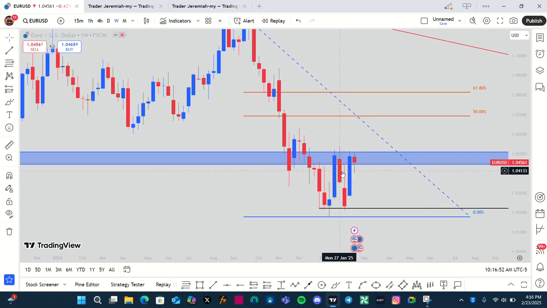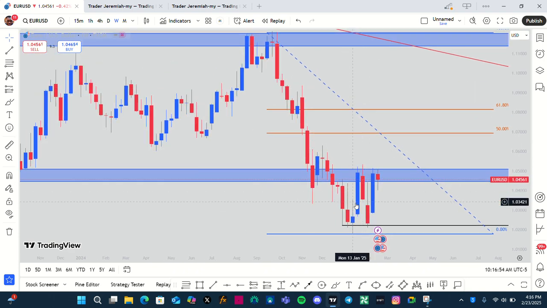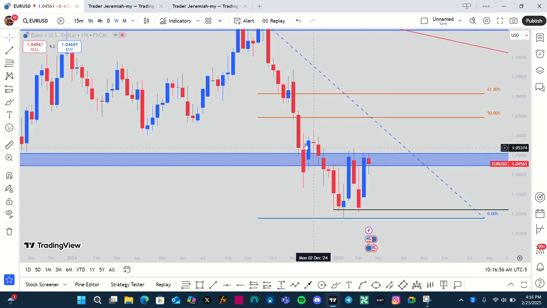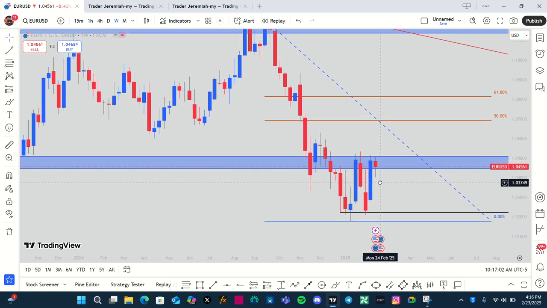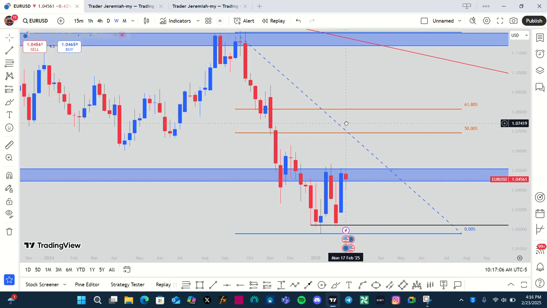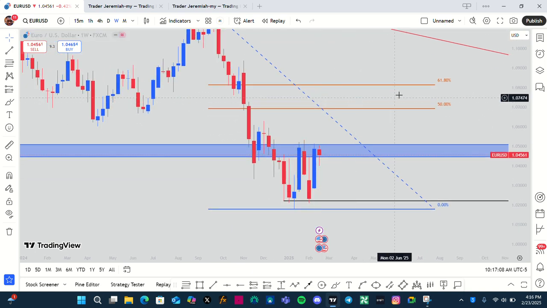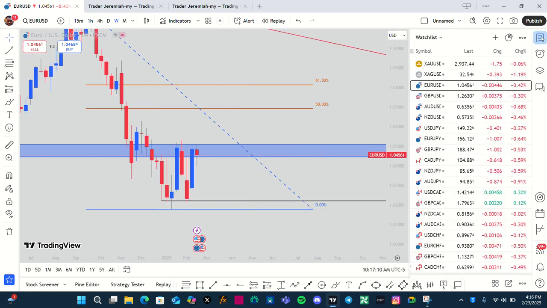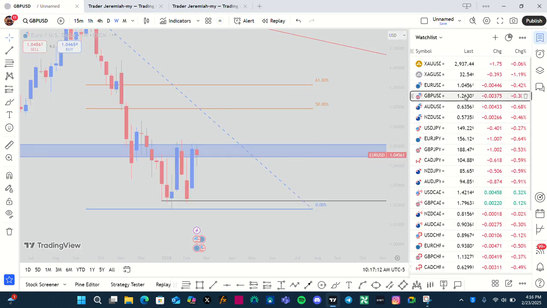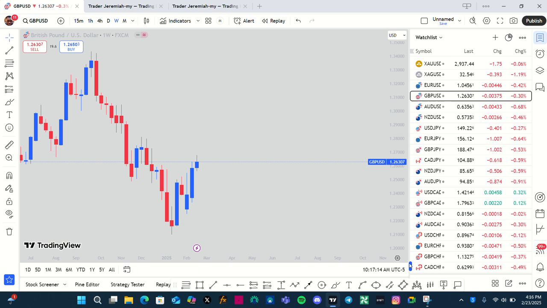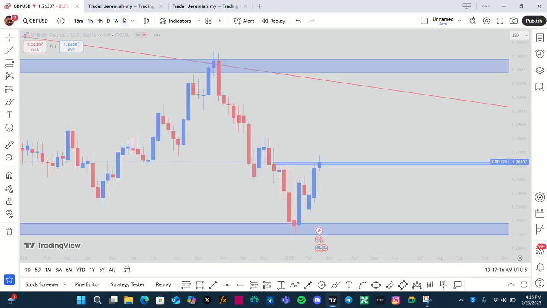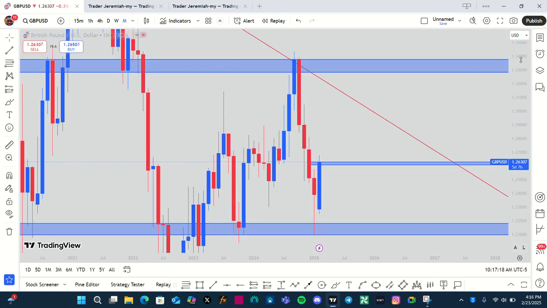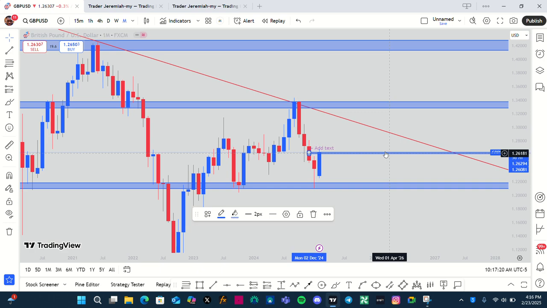So it's not safe to be selling Euro USD just because it has broken out of the range and is now retesting the bottom of the range. Price might want to retrace back to the upside a little bit before heading lower. And I think something like that is also happening on GBPUSD, GU. On the monthly time frame as well, GU was in a downtrend.